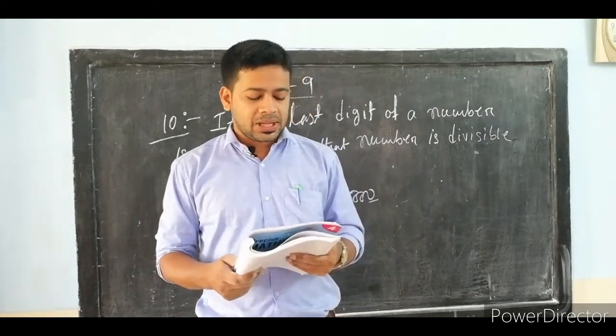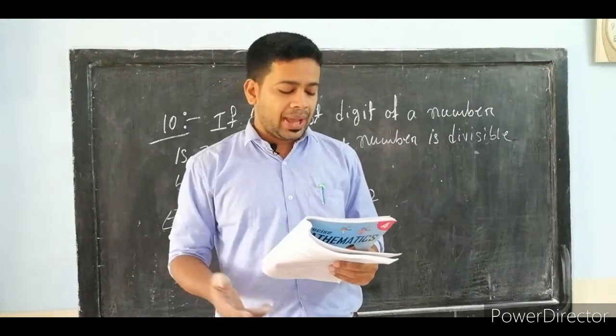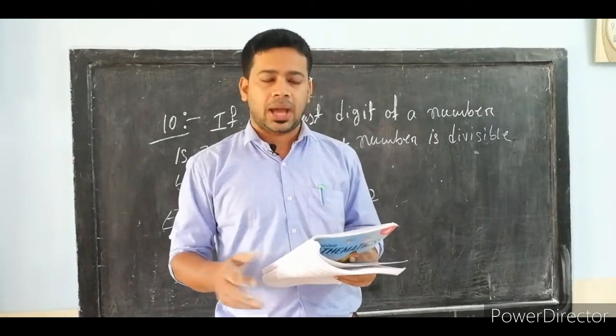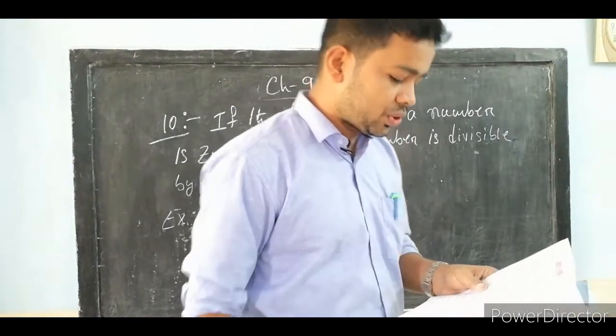The next question is, what is the least number that must be added to the following numbers to get a number divisible by 2? Here is an interesting fact. Let us see how we can do this. Question number 2.